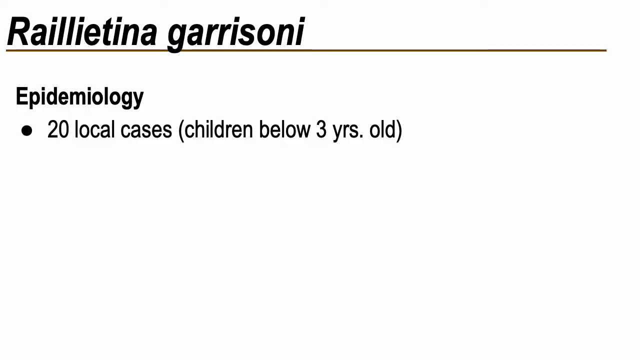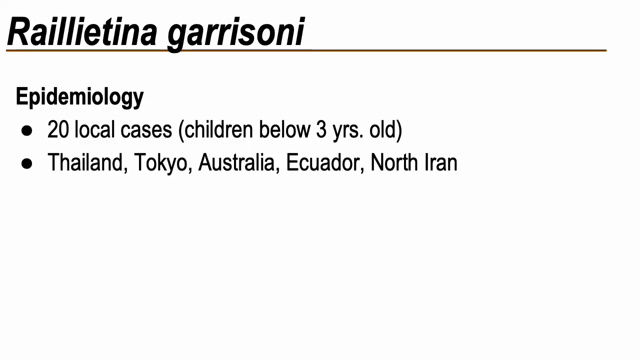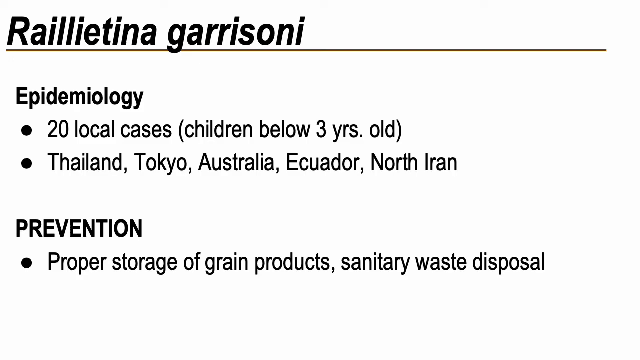For the epidemiology, 20 local cases are recorded here in the Philippines, where the most affected demographic are children below 3 years old. There are also recorded cases in other parts of the world such as Thailand, Tokyo, Australia, Ecuador, and North Iran. The prevention for this parasite is through the proper storage of grain products or flour products and sanitary waste disposal of human feces. Rodent control may also help in preventing this parasite.